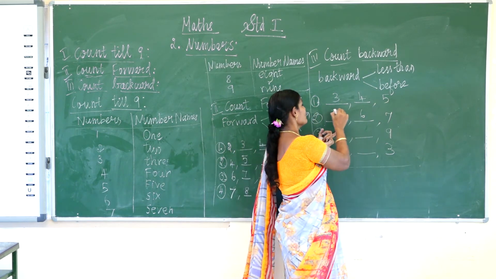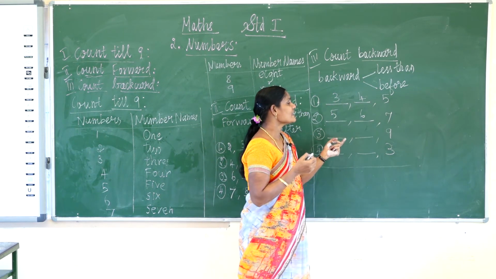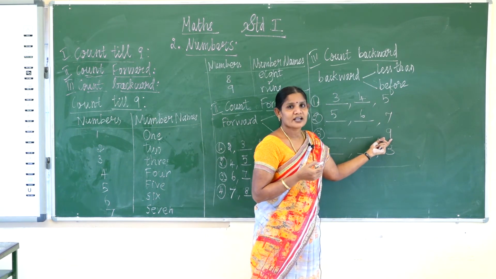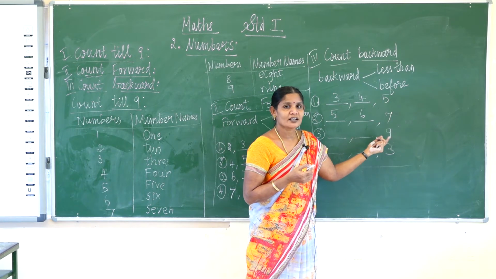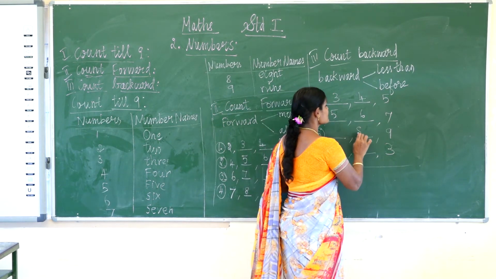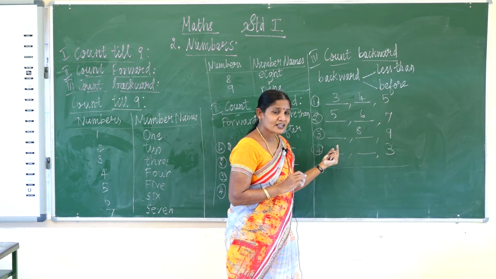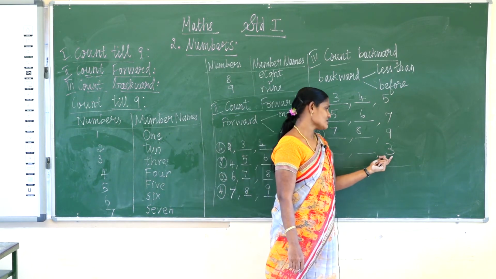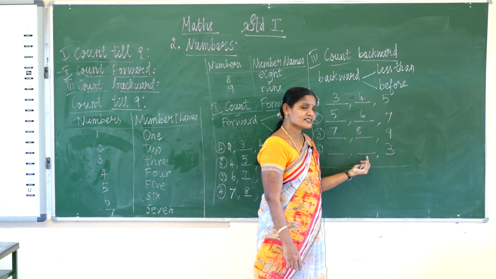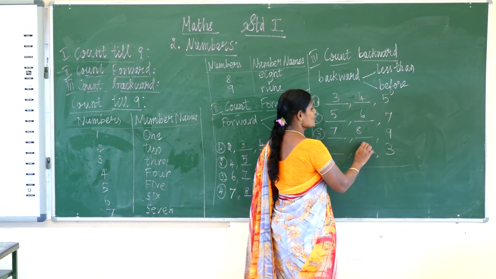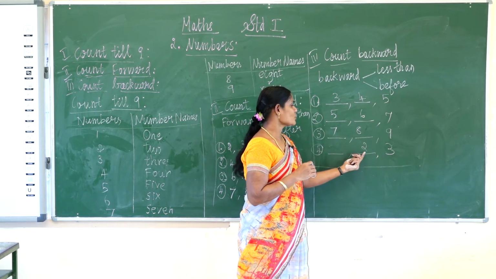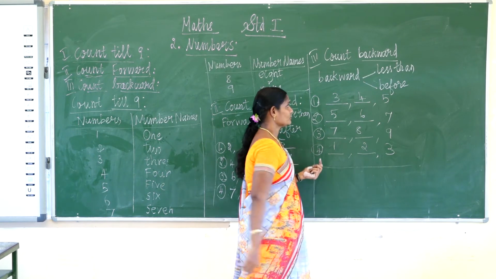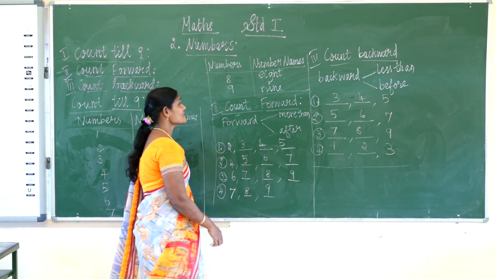Then see, last this sum here 9 is given. So 9 less than 8. Then 8 less than 7. Okay, then last 3 is given. So 3 less than 2, we reduce one and write the number before. So 2 less than 1. Okay, so what we have to see in today's class.